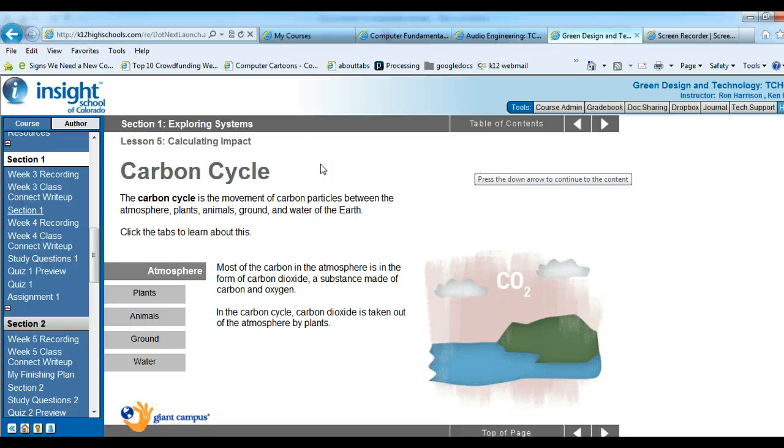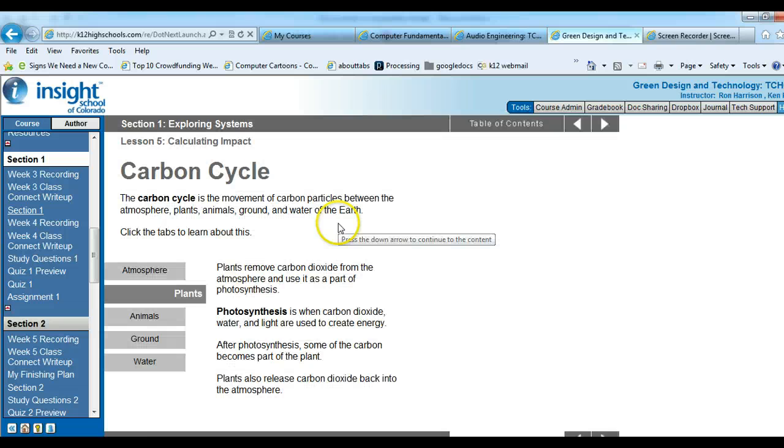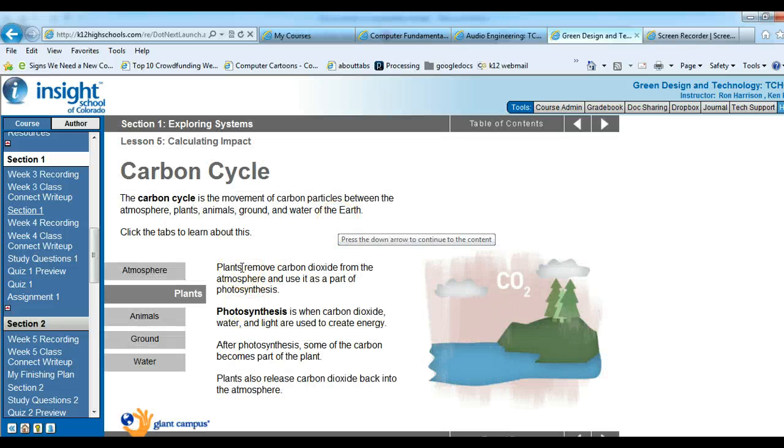Now the carbon cycle, just like many things, carbon has a cycle that it moves through. So we have carbon in our atmosphere. And of course, plants remove carbon dioxide from the atmosphere. Then through photosynthesis, they release oxygen back into the atmosphere. Some of the carbon becomes part of the plant too.